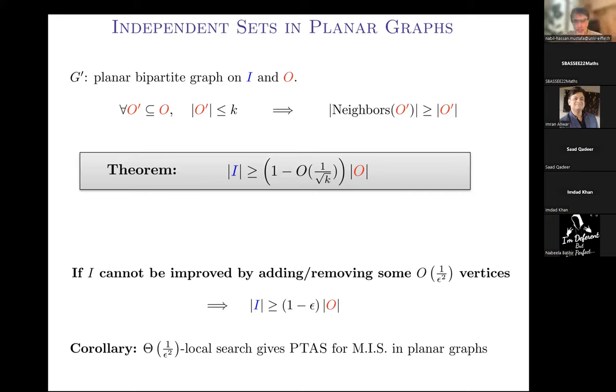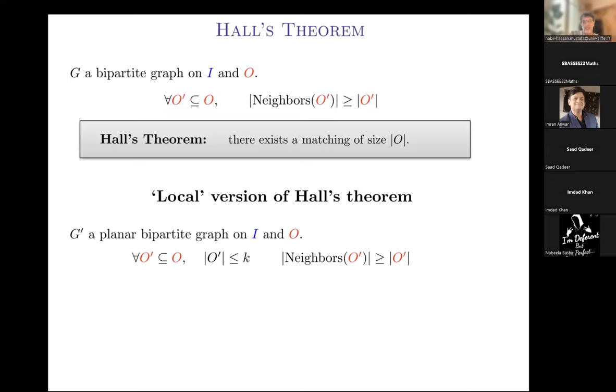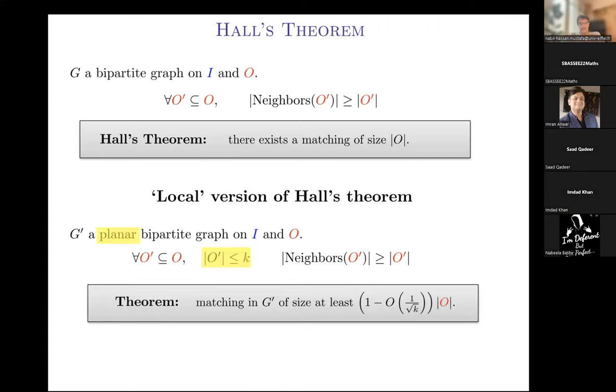So that shows that you get within epsilon, but when you do local search, you do it over 1 over epsilon squared steps. Any questions? No, please continue. All right, so this also proves something called a local version of Hall's theorem, where you're given a bipartite graph, but it's expanding only up to sets of size k. And so you get this new theorem.